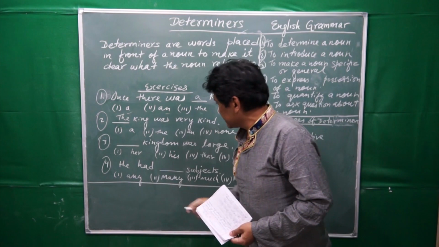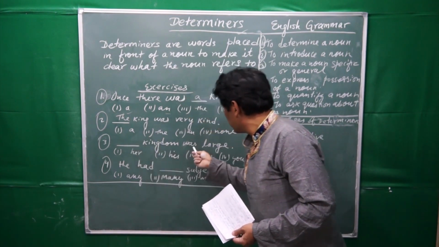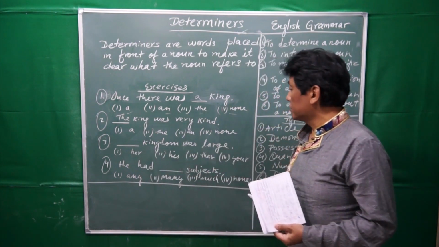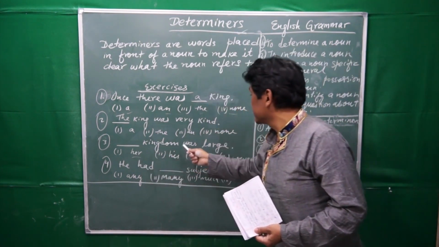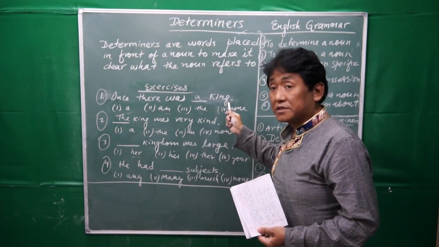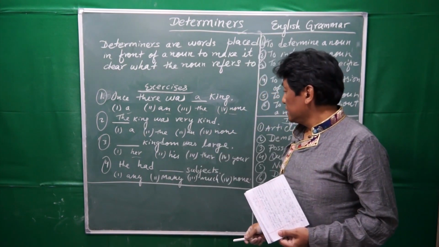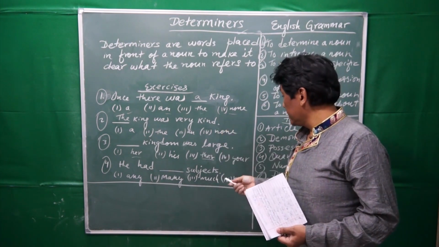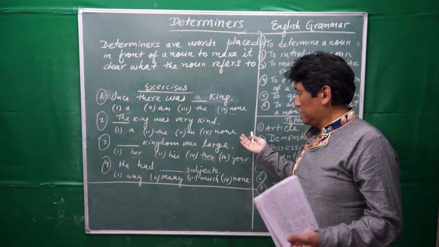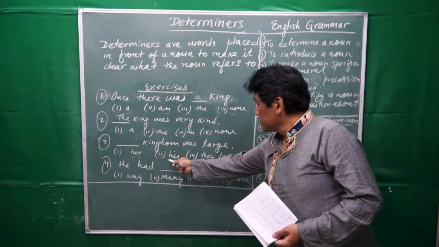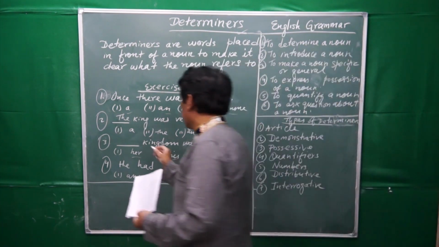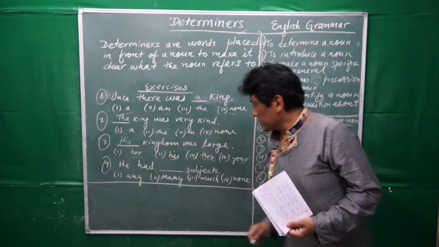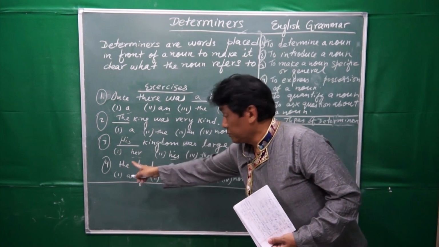And the third sentence here, dash kingdom was large. Her, his, their, your. Now you cannot write her because the king is male, and you cannot write their because this king is just a singular person, and your, you cannot write that also. So you have to write his kingdom, right? His kingdom.